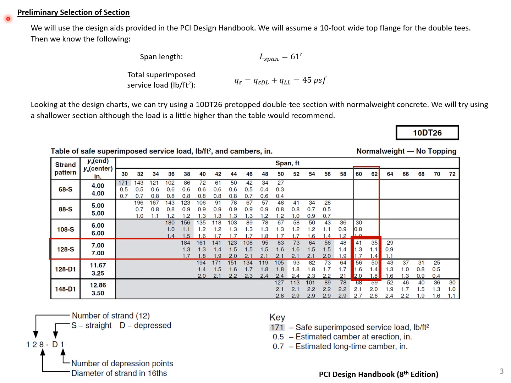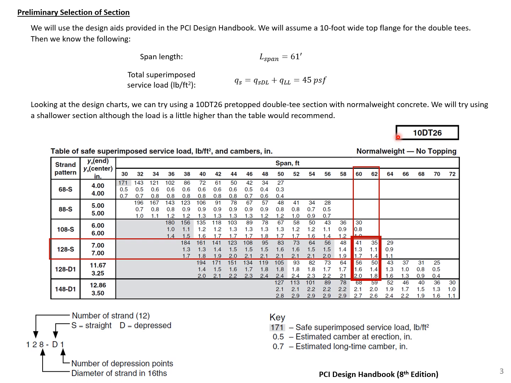Our first step is to decide on our preliminary section. And we're going to use the PCI Design Handbook to help with this process. So we're going to assume that we have a 10-foot wide top flange for our double T. And we have our span length of 61 feet and our total superimposed service load of 45 pounds per square foot.